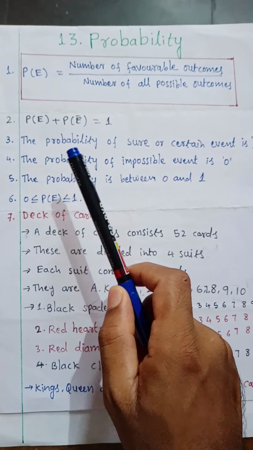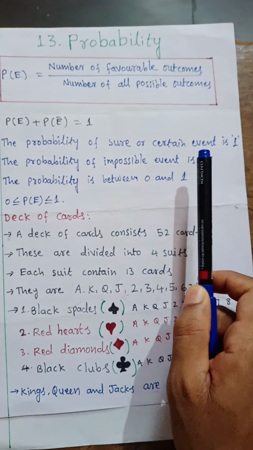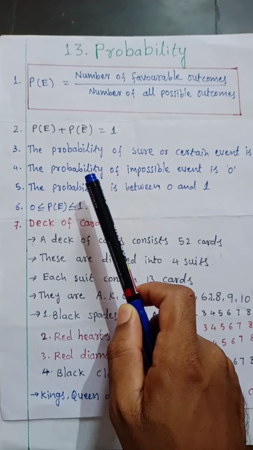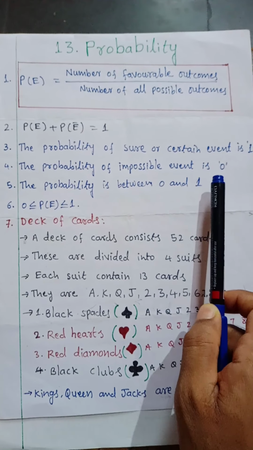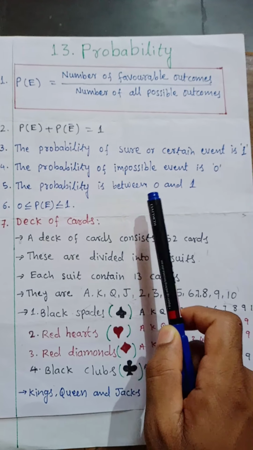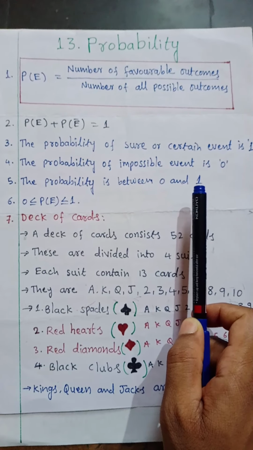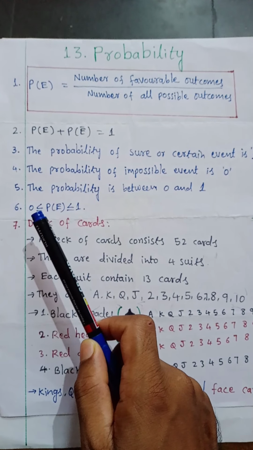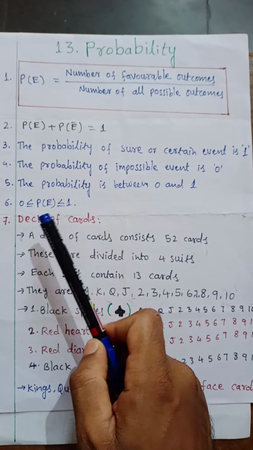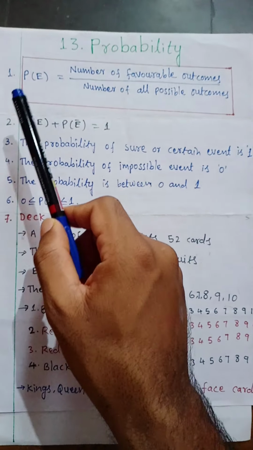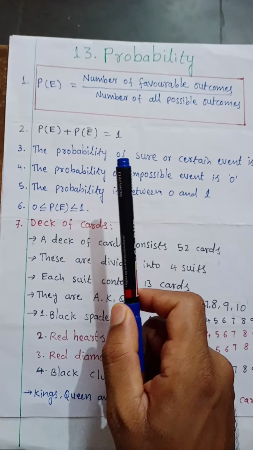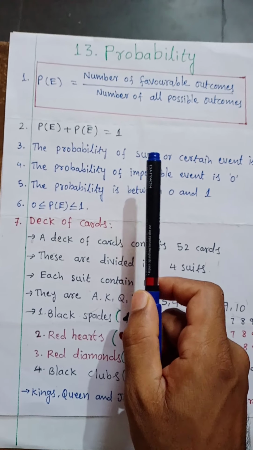Third one, the probability of a sure or certain event is 1. The probability of an impossible event is 0. The probability is between 0 and 1: 0 less than or equal to P of E less than or equal to 1. In these first 6 formulas, a compulsory question will come, especially in the bit paper. Very important one.